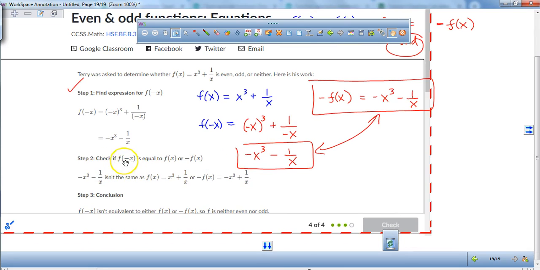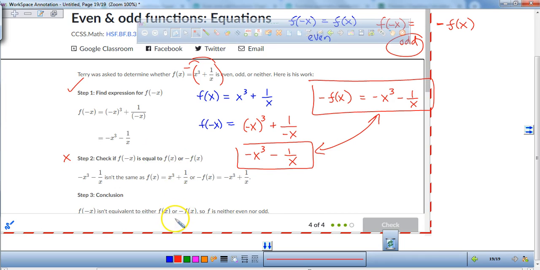It said, check if f of negative x is equal to f of x or negative f of x. Since x cubed minus 1 over x isn't the same as the original, we know it's not even. But it looks like he did not evaluate correctly. He applied a negative to the beginning, but when he multiplied that negative, he didn't do it to both terms. So he messed up right here, and he has the wrong conclusion because this is odd.